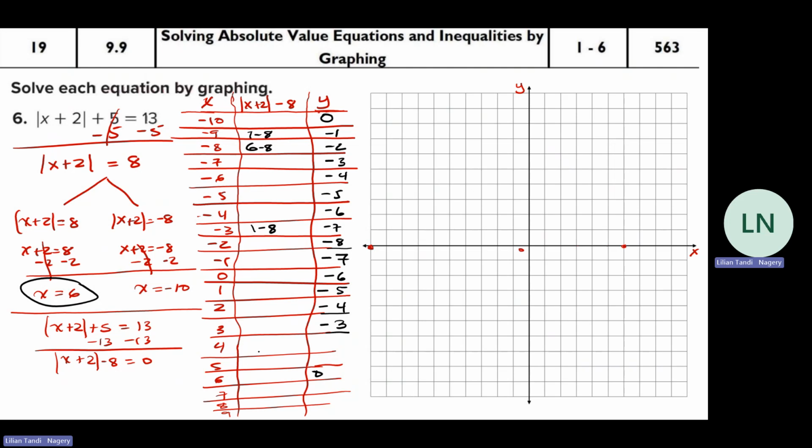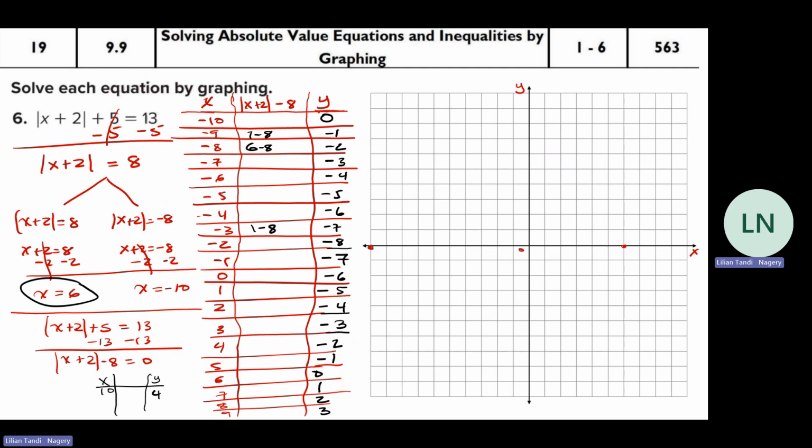Very good. 4 plus 2 is 6. 6 minus 8 is negative 2. 5 plus 2 is 7. 7 minus 8 is negative 1. 6 plus 2 is 8. 8 minus 8 is 0. 7 plus 2 is 9. 9 minus 8 is 1. 8 plus 2 is 10. 10 minus 8 is 2. 9 plus 2 is 11. 11 minus 8 is 3. 10. So I have 10. X, Y, 10. 10 plus 2 is 12. 12 minus 8 is 4.